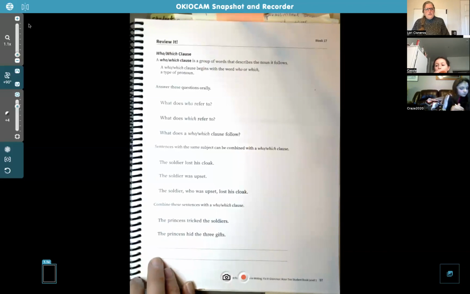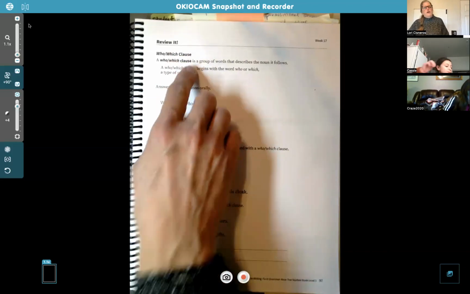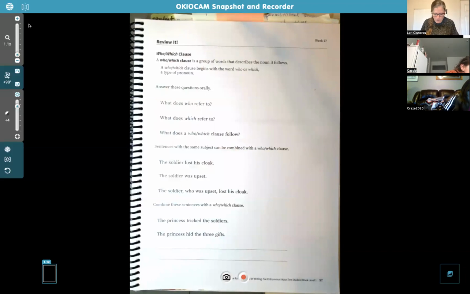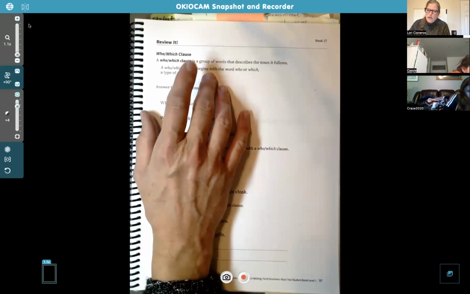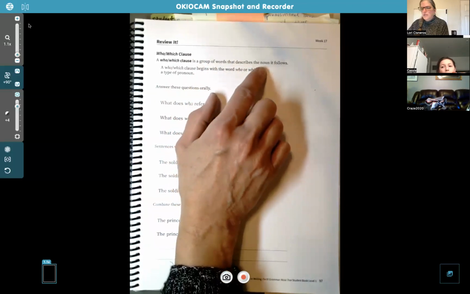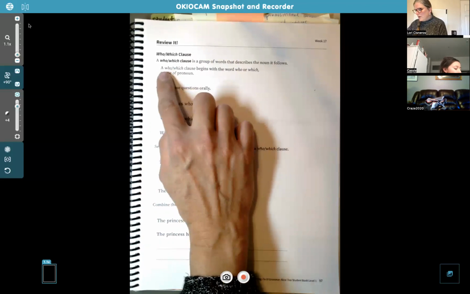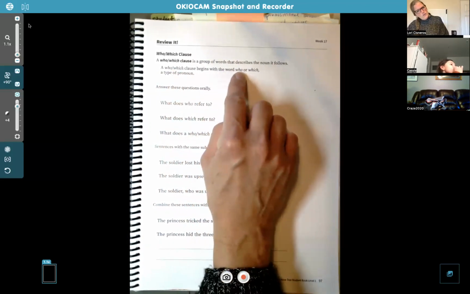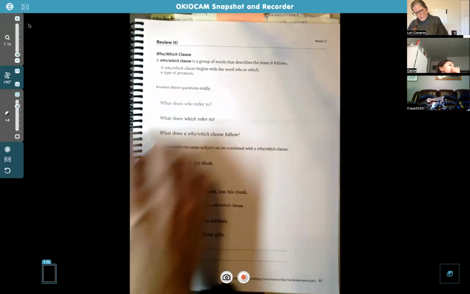Okay, so page 97 in your grammar book is the who, which clause. You guys already know about that because we use that in our writings, or we're going to start using that in our writing pretty soon. Yeah, we do. We use who, which in our writing. So for grammar, we're going to talk about it in this book, and we're going to learn how to label that. So it says a who, which clause is a group of words that describes the noun that it follows. So a who, which clause begins with the word who or which, a type of pronoun.